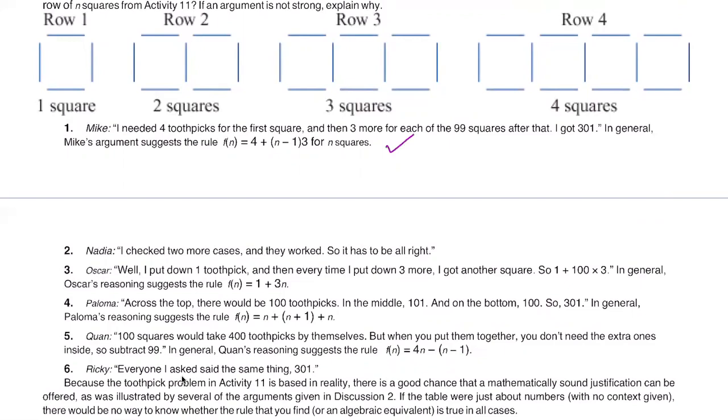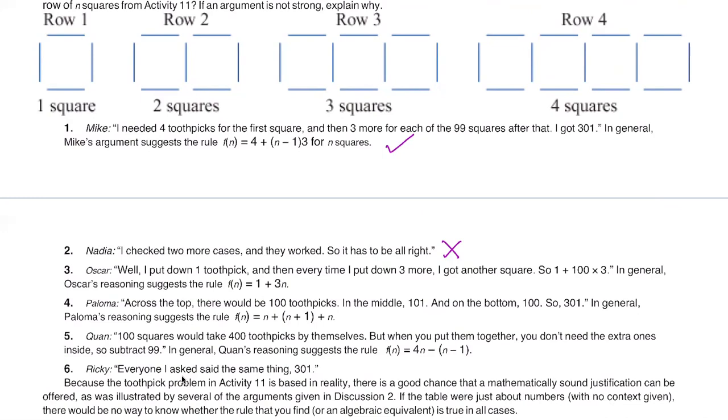Nadia says, I checked 2 more cases and they worked, so it has to be all right. Just checking 2 more cases is not enough. With more practice, you'll find that maybe something works for the first couple of examples and not for the rest, or vice versa. It works just for the end case somehow, but it doesn't work for the beginning case. So there's an error somewhere in there.